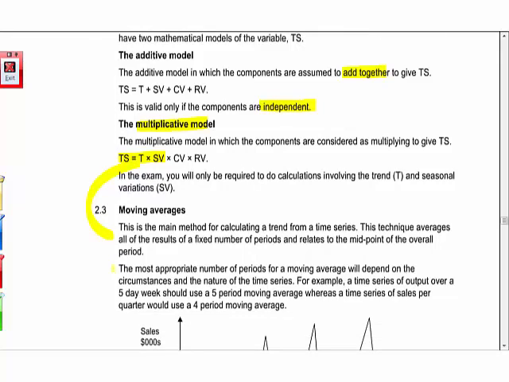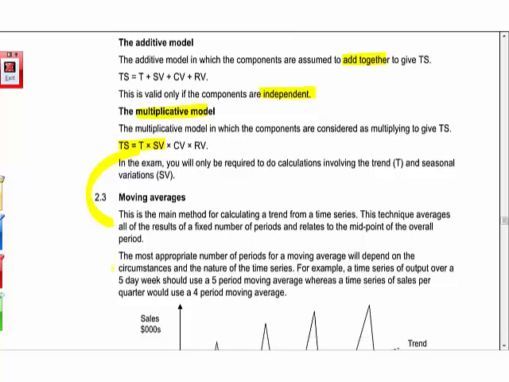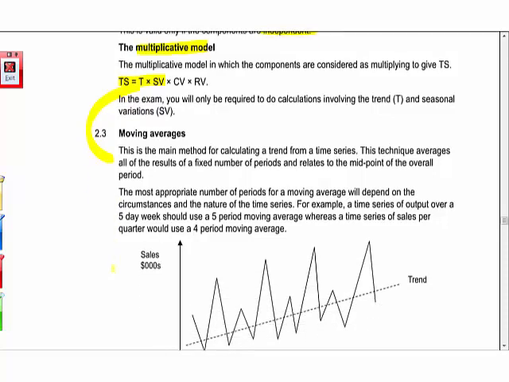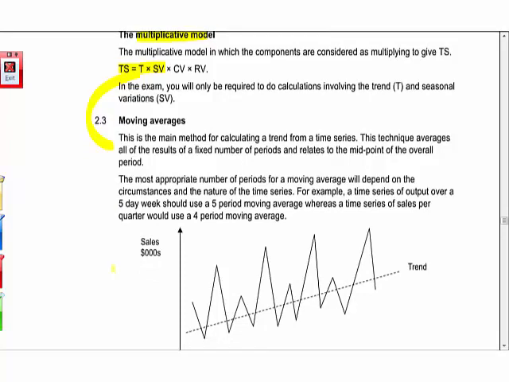We're going to calculate the trend using moving averages. What we're going to do is take an average of all of the results to work out what the average would be. It's slightly different to an ordinary average, depending on the number of periods, or the number of seasons if you like, that we have in our situation. So if we've got a 5-day week, we'll use a 5-period moving average. If we're looking at quarters, we would use a 4-period moving average. So it's how often the pattern is going to be repeating.